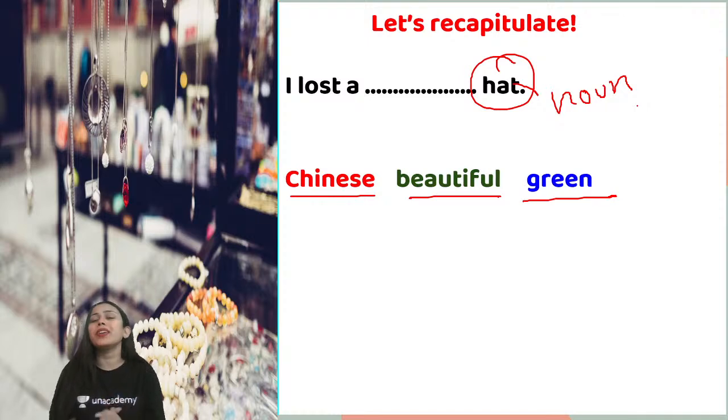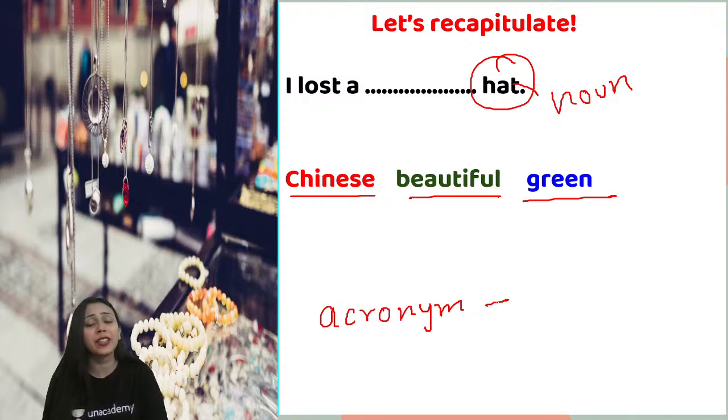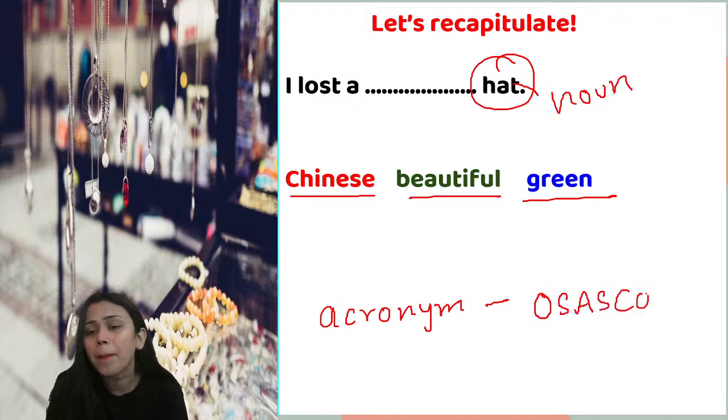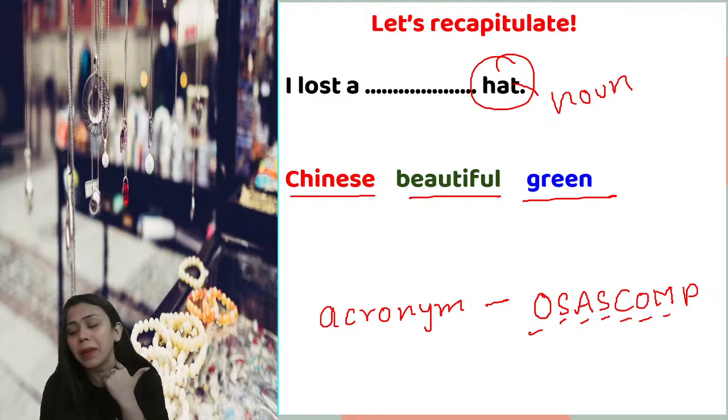So I had given you one acronym to remember. Acronym was given to you, right? If you remember. Acronym means short form. I had given you to remember the order of adjectives. If you feel like using more than one adjective for a noun, then there is an order that you have to follow. आपको एक order follow करना है, and the acronym for that I had given you was OSASCOMP, right? If you remember, O stands for opinion, S for size, A for age, S for shape, then color, then origin, material, purpose.